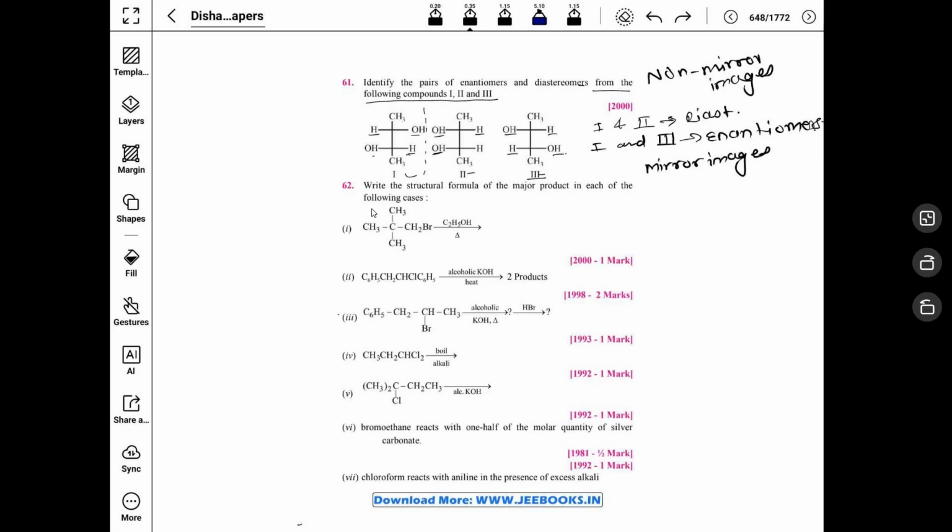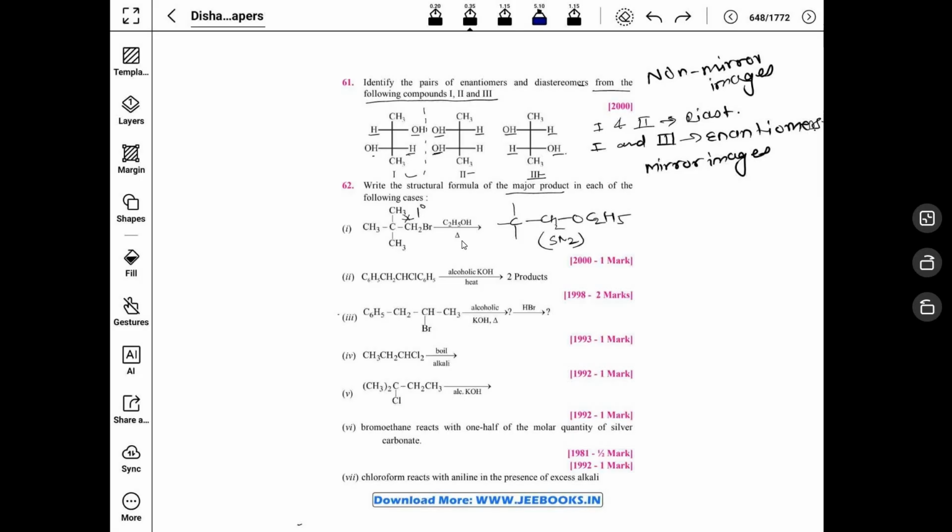Okay, now moving to question number 62. The first reaction is the reaction of a primary bromide with ethanol at high temperature. So here this is primary, so it undergoes nucleophilic substitution to give this as a major product.